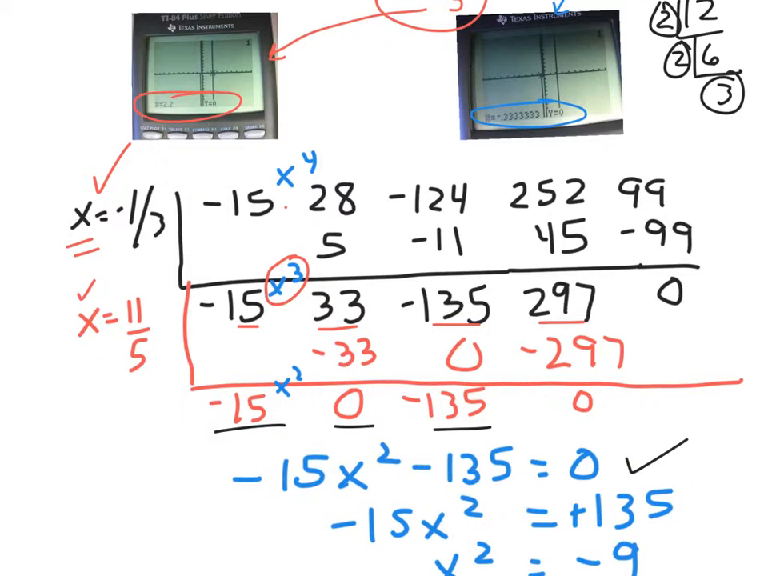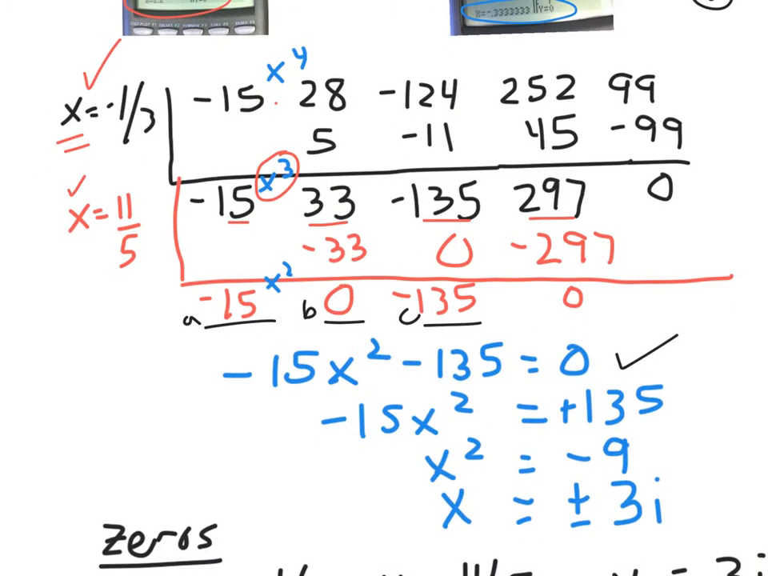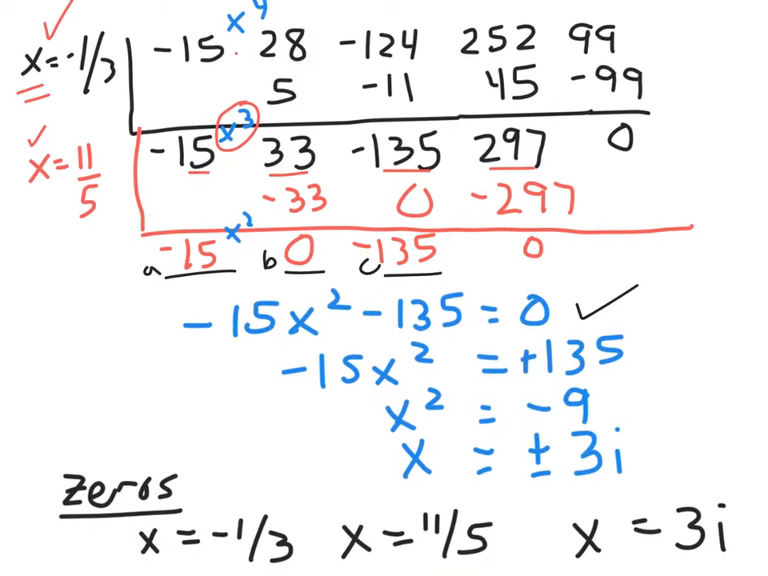I could use quadratic formula with these as a, b, and c, but in this case, since I don't have an x value, I'm going to simply slide the 135 over, divide by -15, and then take the positive negative square root, and I get 3i and -3i. That lets me know why I only saw 2 zeros on my graph. Both appear to be multiplicity 1. Well, it's because the other 2 were imaginary.